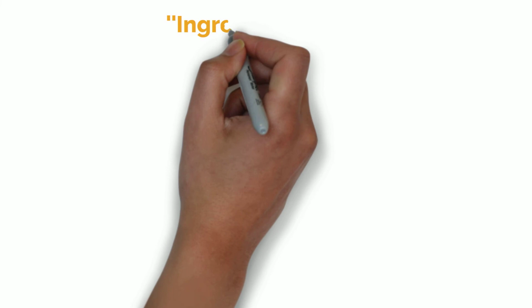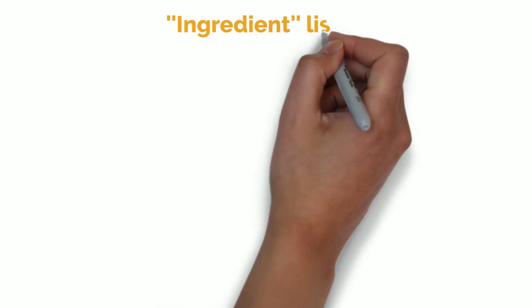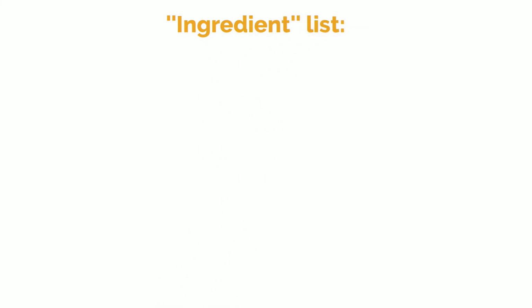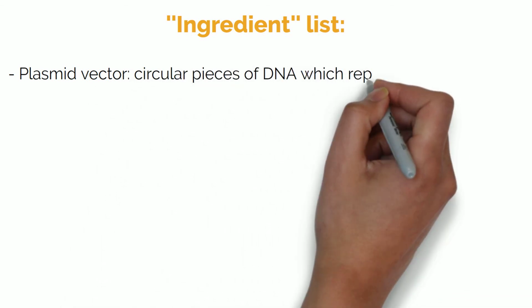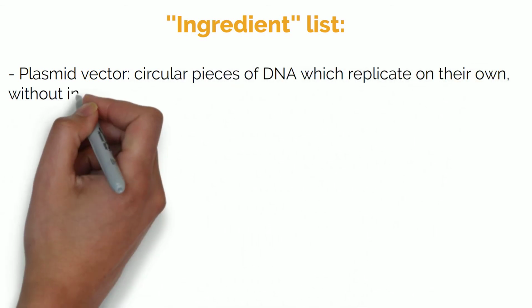So for this process you need several ingredients, so to say. First of all, you need a plasmid vector. In a previous video, we mentioned that bacteria have not only their own chromosomal DNA, but they also have plasmids, which are circular pieces of DNA which replicate on their own without input or interference from the chromosomal DNA.